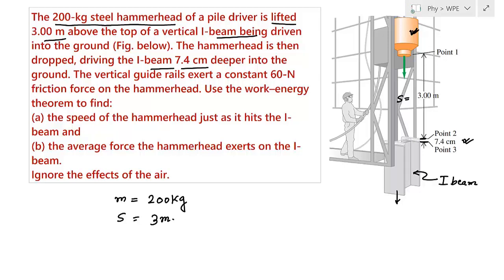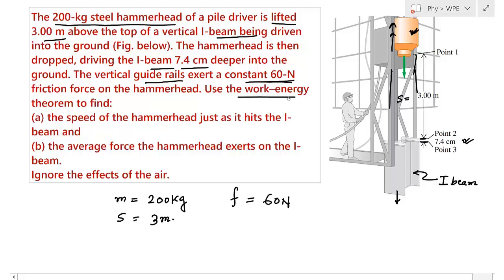Moreover, it is also given that the vertical guides, that is the rails, exert a constant friction force of 60 Newton on the hammerhead. So these are the vertical guides. Basically, this hammerhead is falling downward guided by these vertical rails. The rails apply a friction force in the upward direction, and the magnitude of the friction force is given. This is 60 Newton. So let's write friction force magnitude, that is 60 Newton.